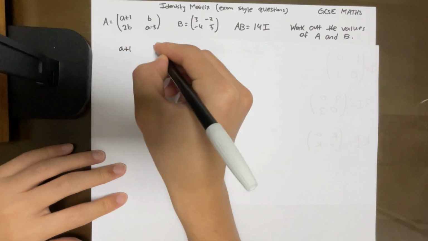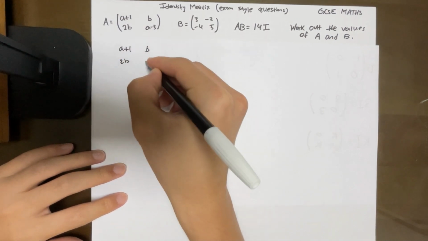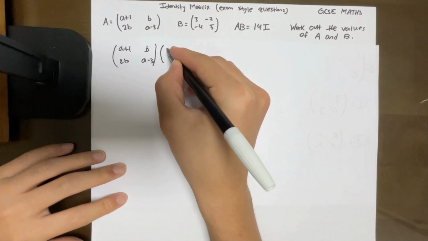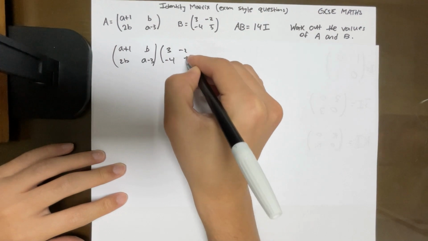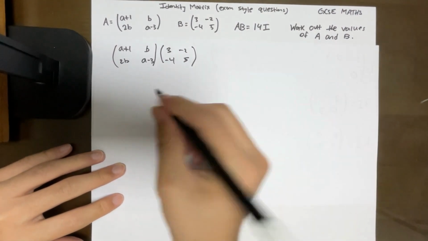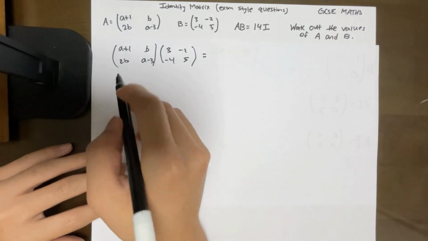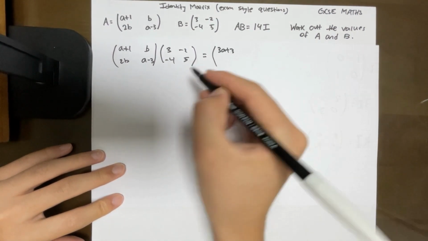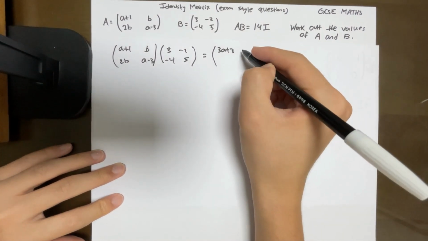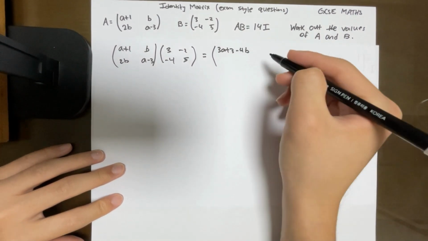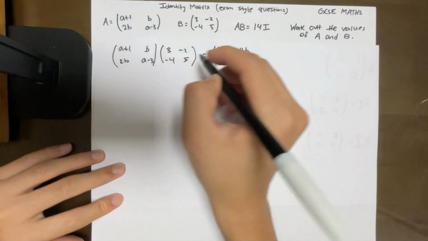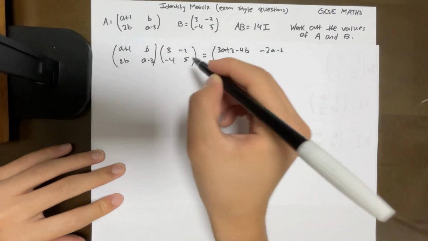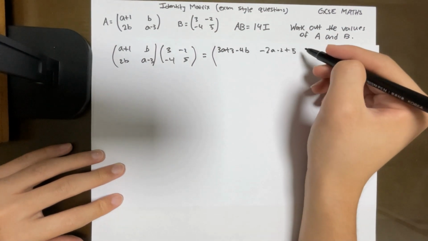So (a+1, b; 2b, a-3) multiplied by (3, -2; -4, 5). And remember, for matrix multiplication, we usually don't write the multiplication sign. Now, if we multiply a+1 by 3, that gives us 3a+3, b times negative 4, so negative 4b. a+1 times negative 2, negative 2a minus 2, b times 5, plus 5b.